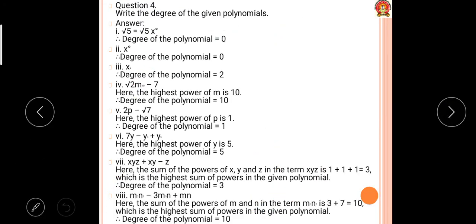Now see the next question. Write the degree of the given polynomial. It is very easy. Root 5, degree is 0. X0, it is 0. X, degree of the polynomial is 2. It is I think x square, right? This equation is x square. Just a typing mistake is there.